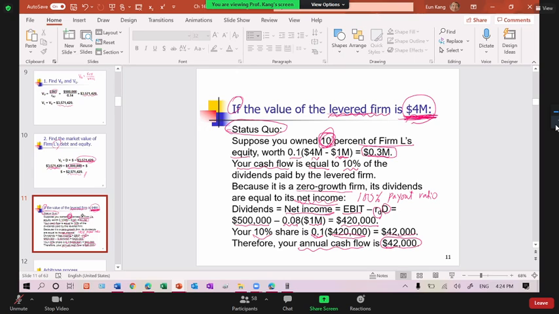Currently, since you own 10% of the company, you get 10% of the dividend. And the dividend is nothing more than net income, because total net income is paid out as dividend, with a 100% payout ratio and no growth. Actually, net income is EBT, earnings before tax, because tax is zero. So EBIT minus I is net income. That's the status quo.